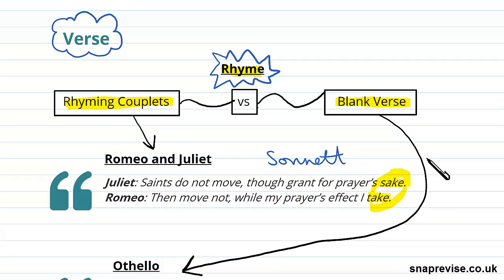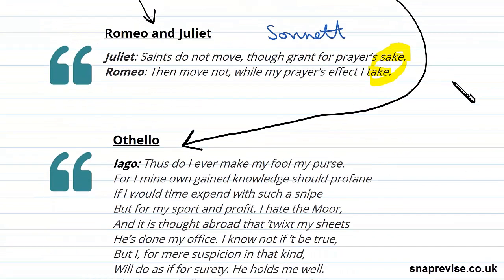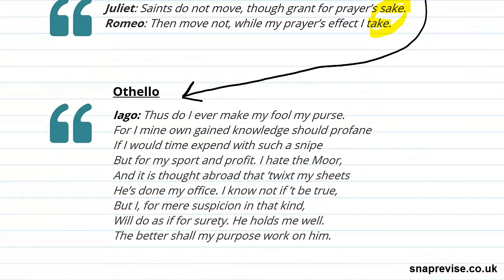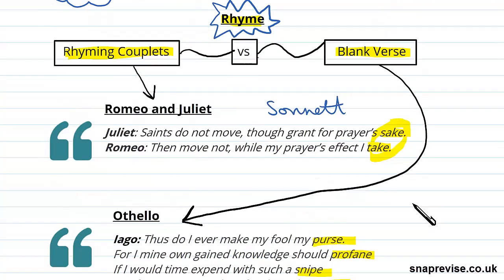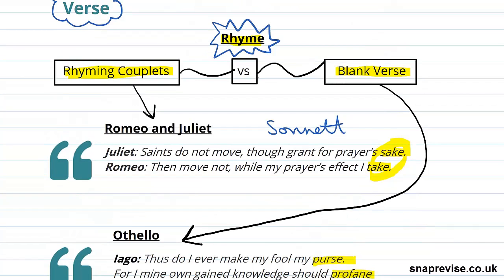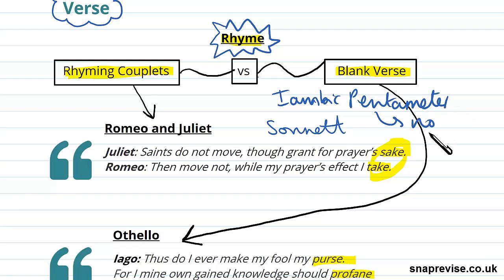Blank verse has the same rhythm, but does not rhyme. So take a look at this extract from Othello, for example. We can't see any rhyme at the ends of these lines. And blank verse is essentially iambic pentameter, which is a rhythm we'll talk about later, with no rhyme.